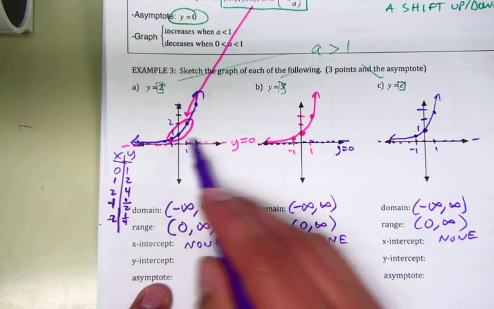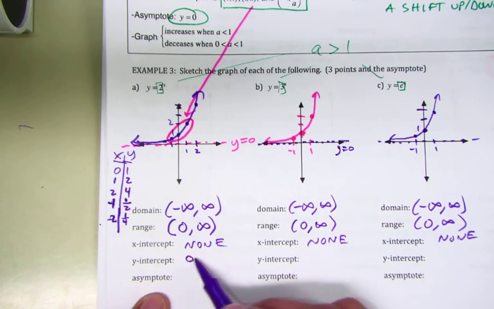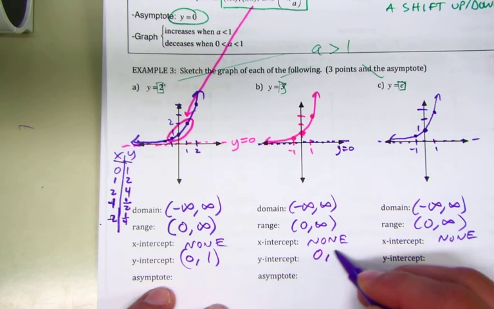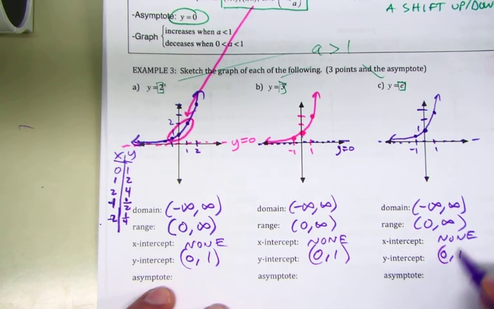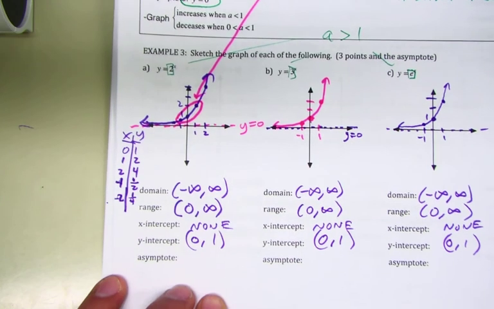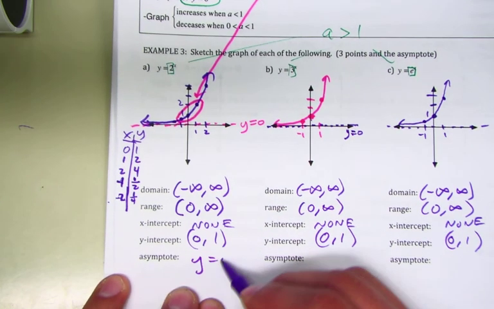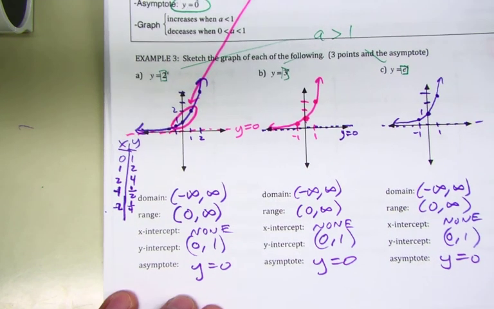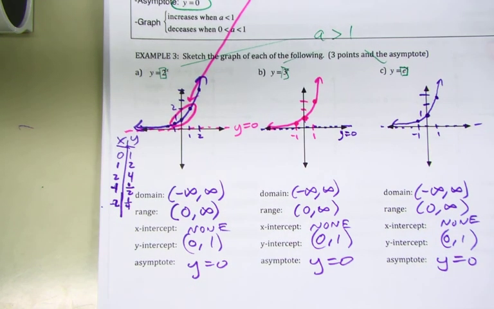What's the y-intercept for all 3 of these? 0, 1. Again, if that shifts up or down, that'll change according to the rules. And what was the asymptote for all 3 of these? Good. Okay, is this making sense, these new graphs?